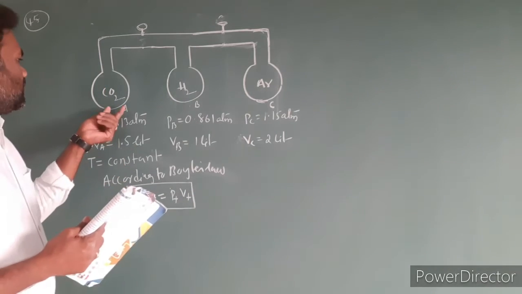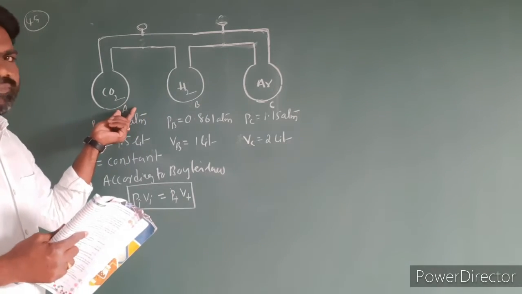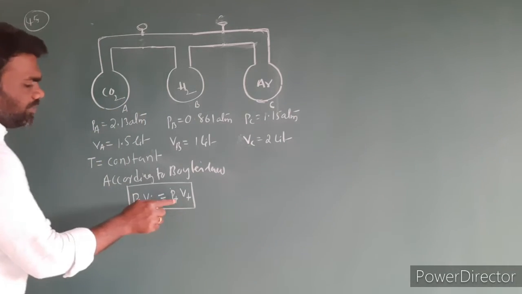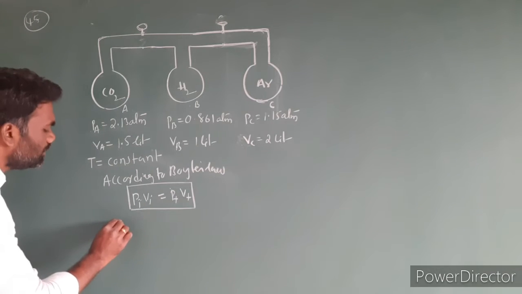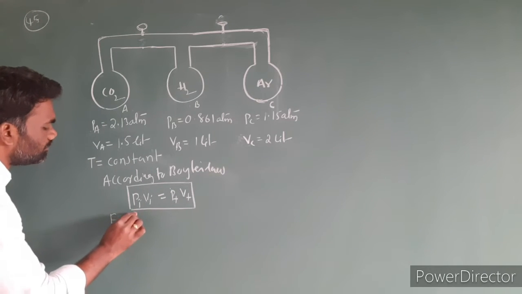And there are three different gases. We can first do the A gas, finding the final pressure for A gas, that is, for carbon dioxide.